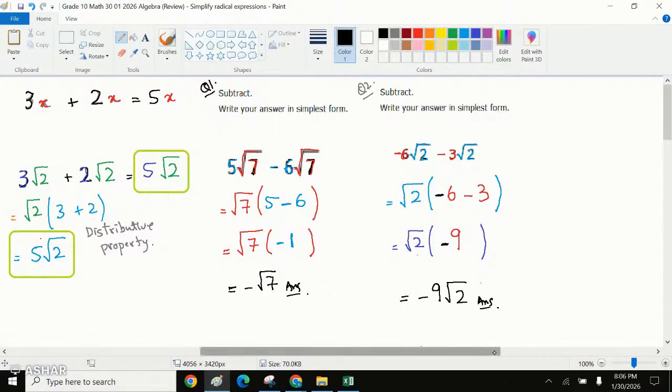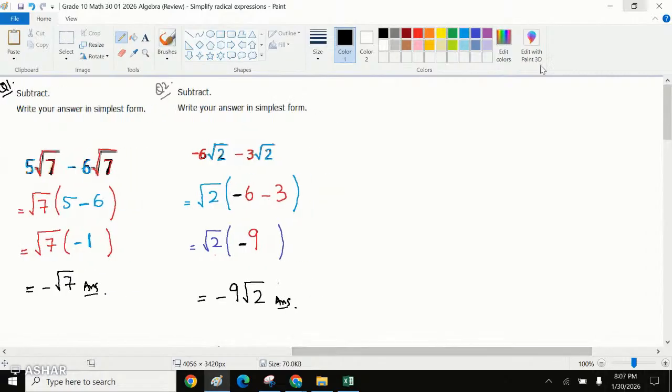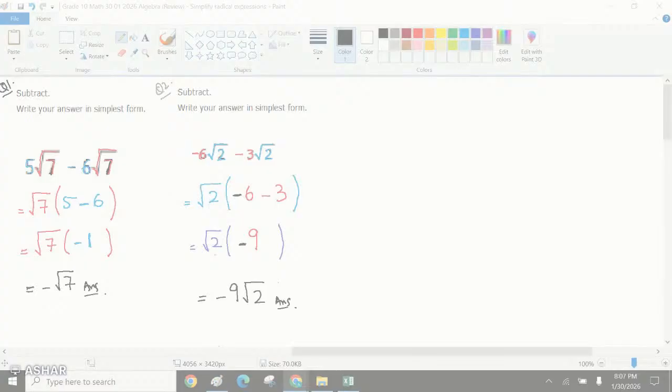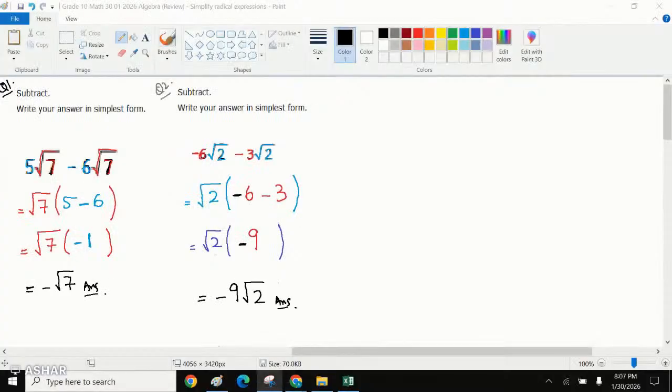Okay, moving ahead with the next question. Question number 3. In question number 3, they're asking us to simplify. This is a different type of question. Let's see how we can simplify. Whenever we need to simplify a radical that is not a prime number, the definition of a prime number is a number that cannot be further broken down. It comes in its own table and in the table of 1. Agreed?